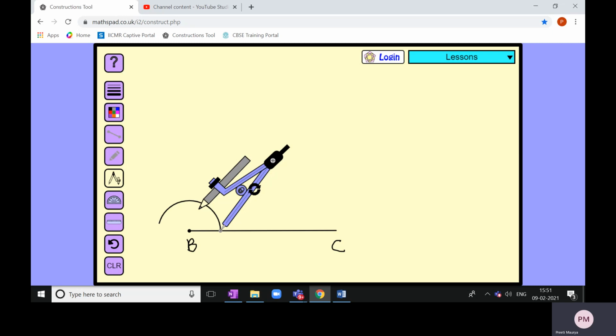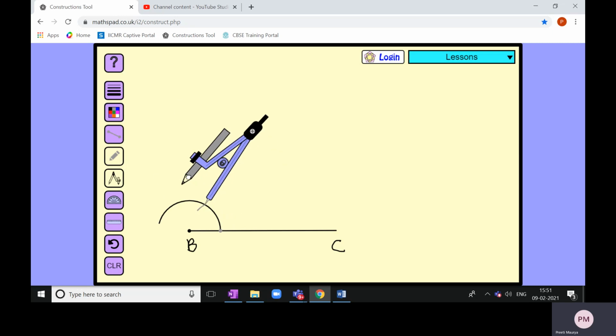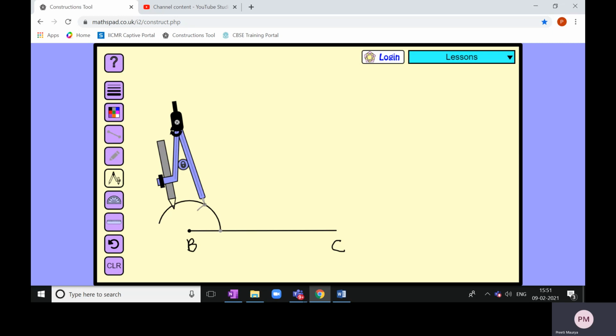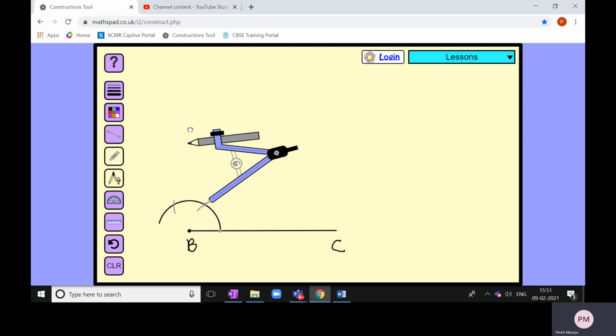So here I'm obtaining a 60-degree arc. Then, keeping on this 60-degree arc, I'm obtaining the arc of 120 degrees. Now I will bisect the two arcs to get a 90-degree angle. So with any suitable radius, we are constructing an angle of 90 degrees over here.